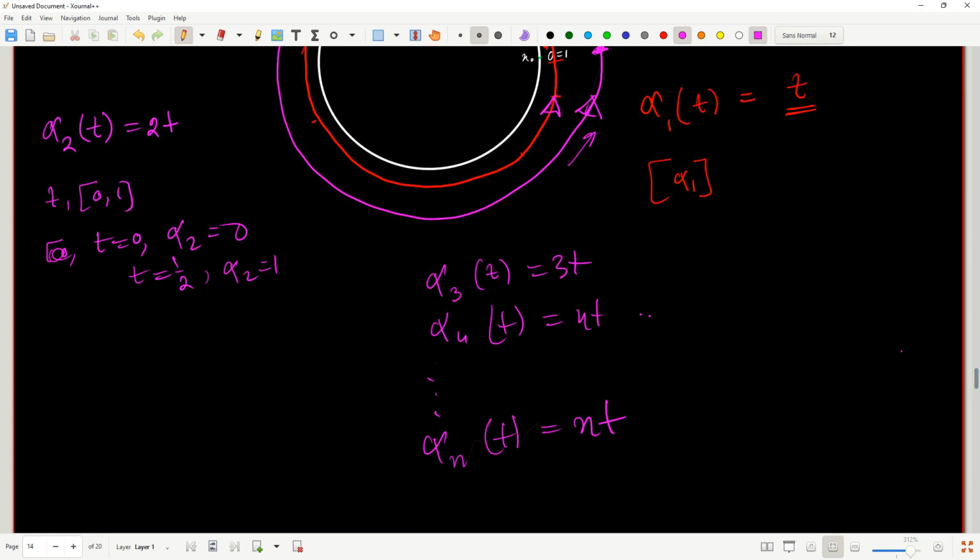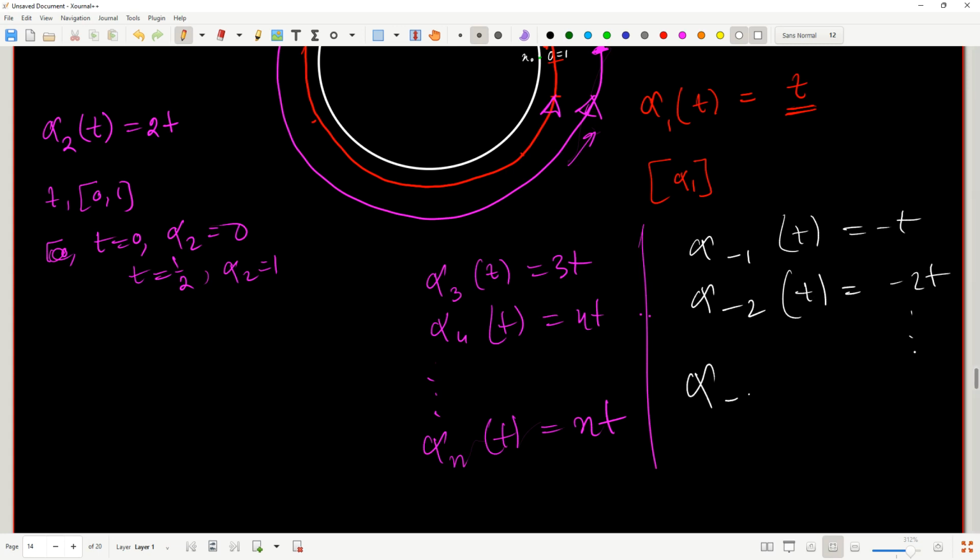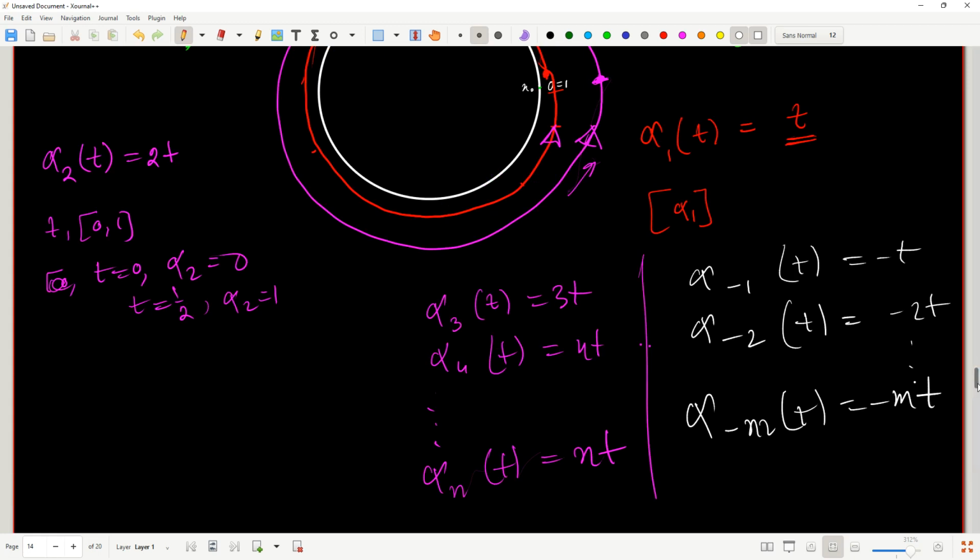And note the fact that I'm using this anti-clockwise direction as a positive thing, so one can now come on and say that, oh, I want to define an alpha minus 1 of t as minus t, like this. I can define alpha minus 2 of t as minus 2t. So alpha minus m of t as minus mt, right? And these are just individual loops, and all of these loops will have their equivalence classes as well. And if you ask how, well, just like we said before, you can wiggle it a bit.